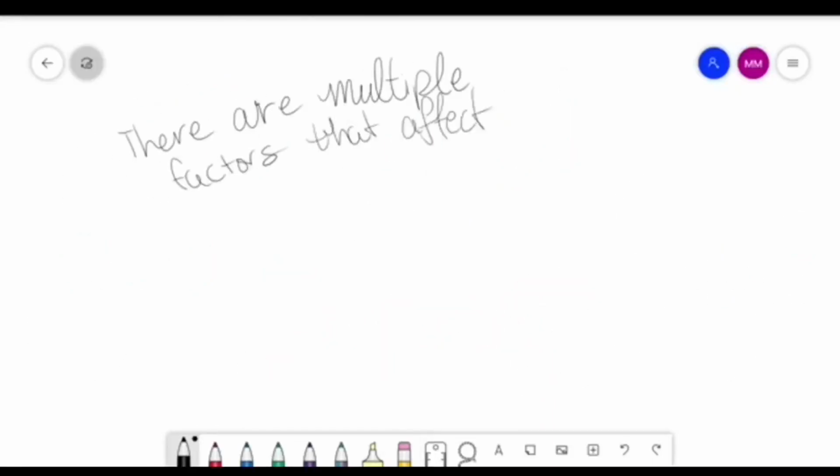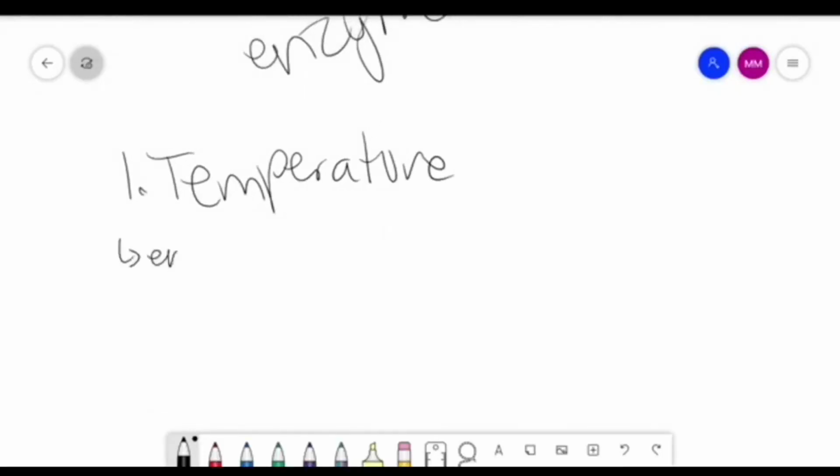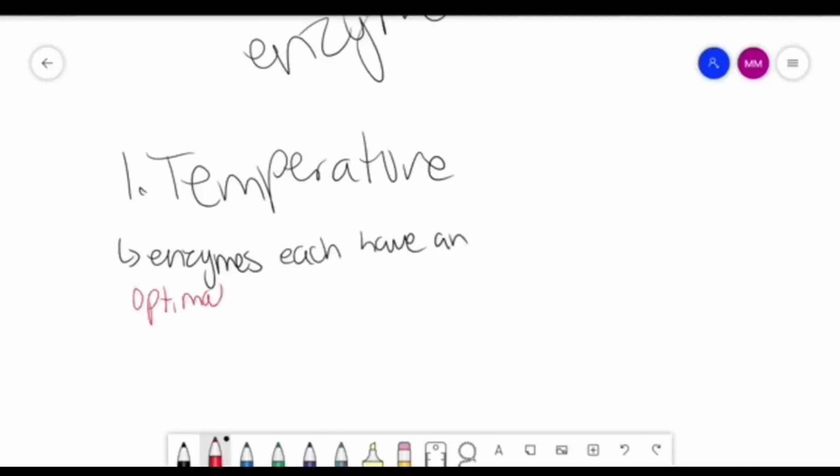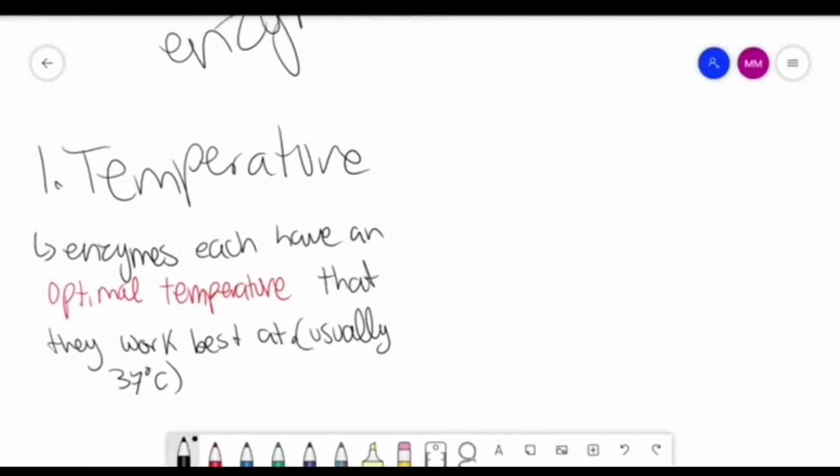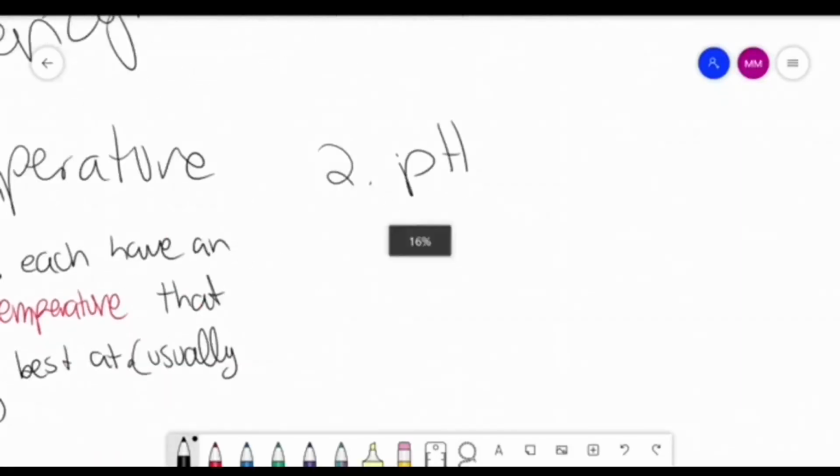Enzymes are definitely designed with a purpose because they are so interconnected in everything that occurs in our bodies. Without them, our bodies would not be able to function. There are so many conditions in which they need to work, like temperature. Each enzyme has its own optimal temperature at which it works best. It's usually 37 degrees Celsius, which is the temperature of the body.